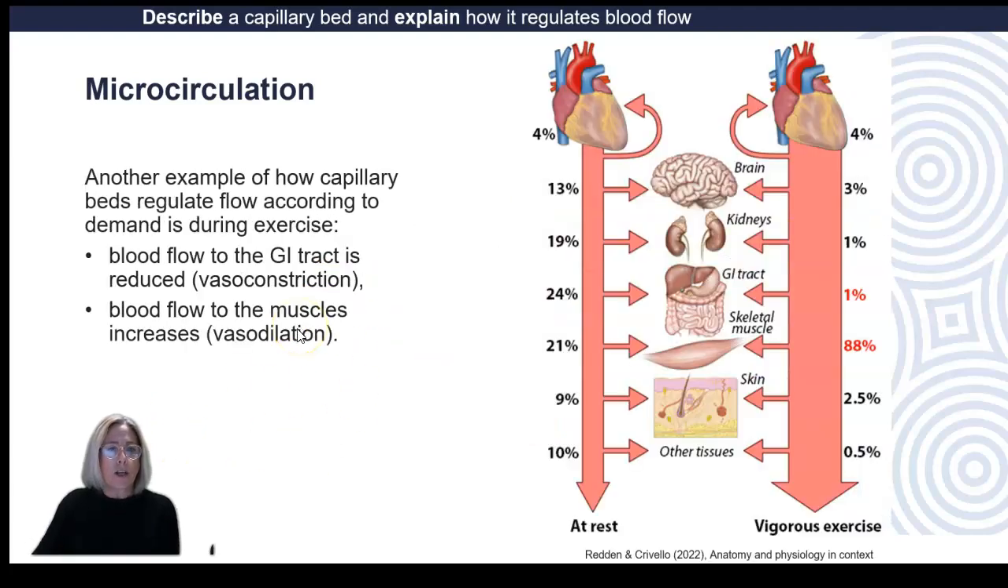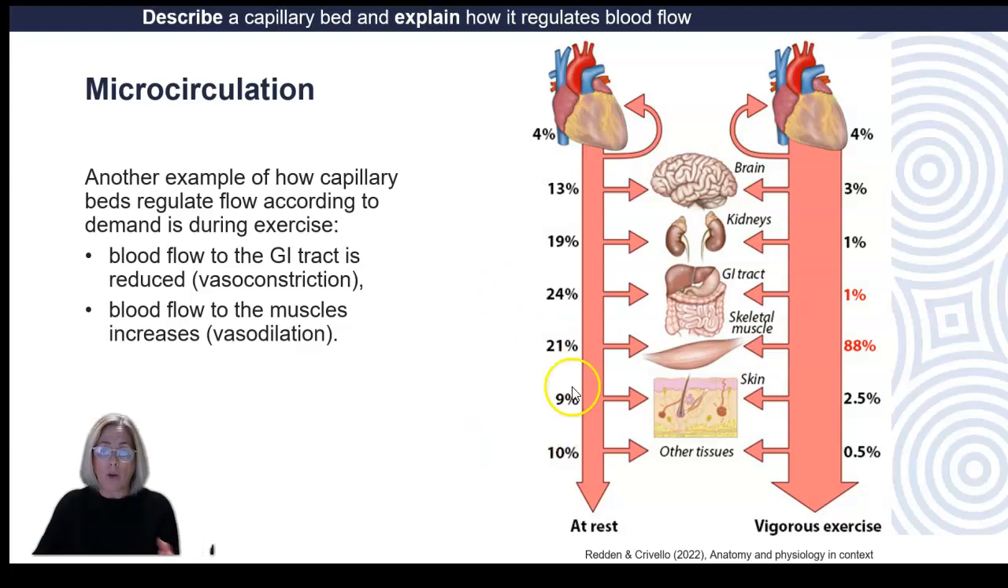And finally, another really good example of how the capillary beds regulate flow according to demand is during exercise. You can see the percentage of cardiac output here that's delivered to all of these organ systems at rest, and then during vigorous exercise here. And you can see a very good example here that during exercise, blood flow to the gastrointestinal tract is literally shut down, and you can only see 1% there of cardiac output going there. And that is due to the vasoconstriction of those vessels preventing flow to the GI tract.